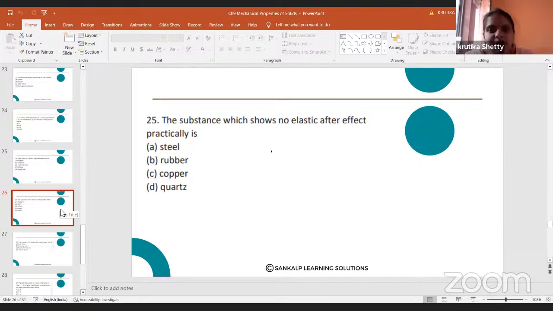The substance which shows practically no elastic after effect is: steel, rubber, copper, or cords. Which one? It is D, cords. Yes, it is D. Cords will not show the elastic limit. No elastic effect can be seen practically on the cords. Option D is the right one here.